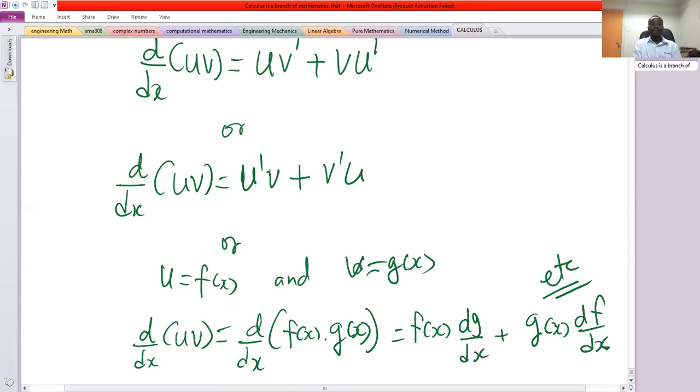So that's how we prove the product rule. Next session, we'll do some examples on application of the product rule.